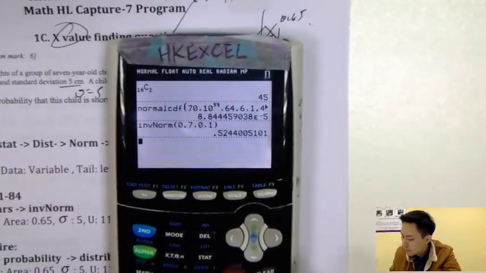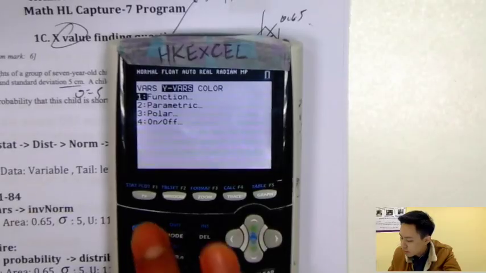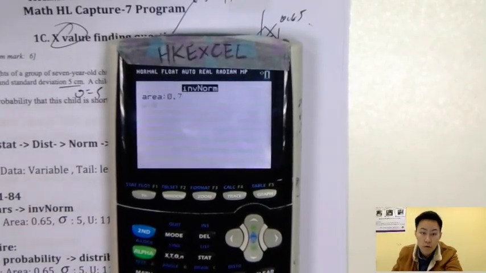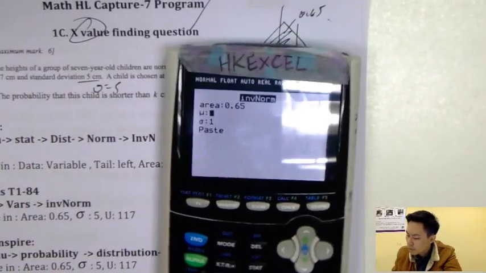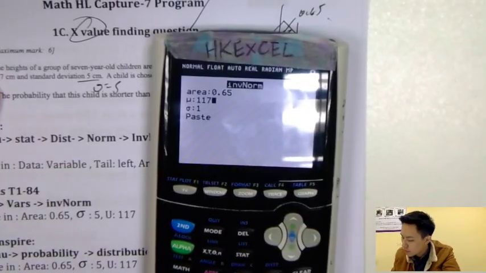Okay. So for the Texas model, you just go to second vars, and then you go to inverse normal. So for area, you type in 0.65, and then for the mean, this time you don't type in 0, type in 117, because we know the answer already.